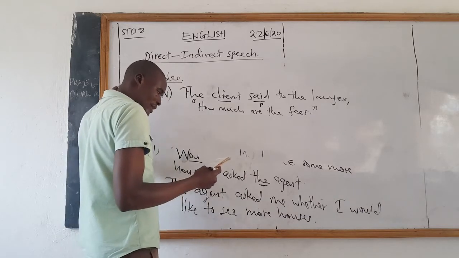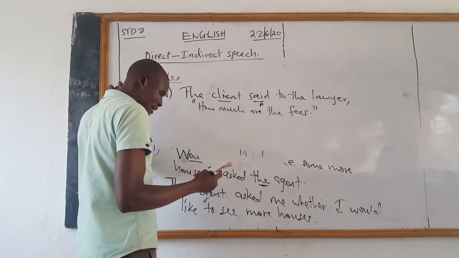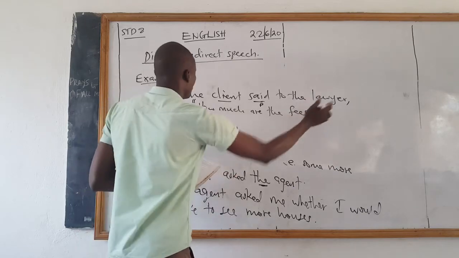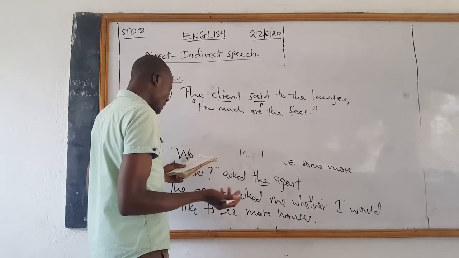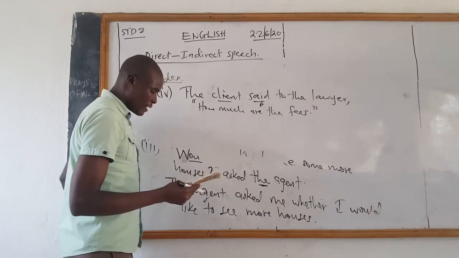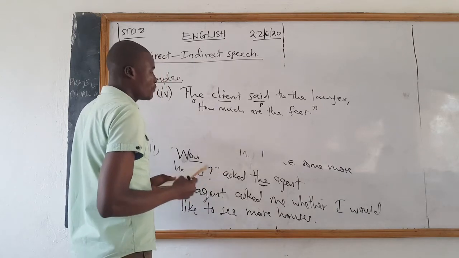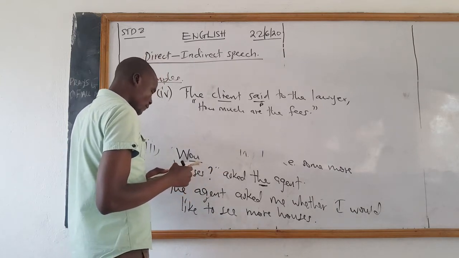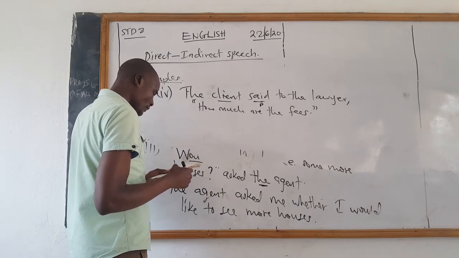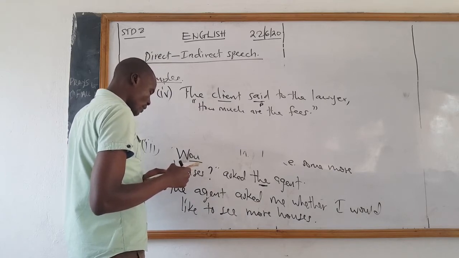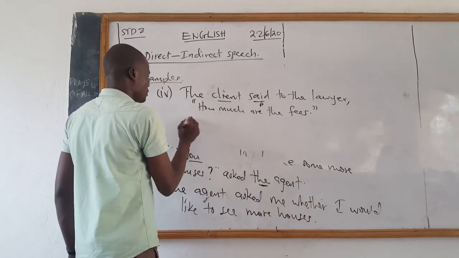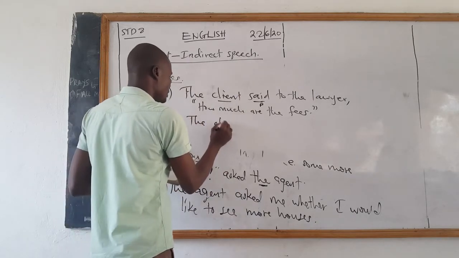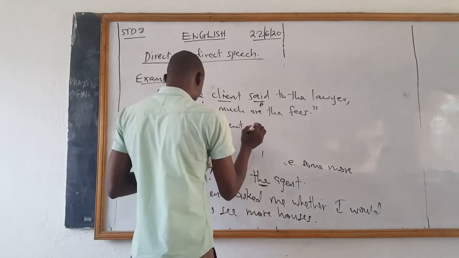So you come and look at the sentence and make it clear. The client asked the lawyer. It's a question. The client asked. This was just a question because of "how much", so he expected an answer there. So we say, the client asked the lawyer how much the fees were. Don't say "are", because we are reporting. We begin there: the client asked the lawyer.